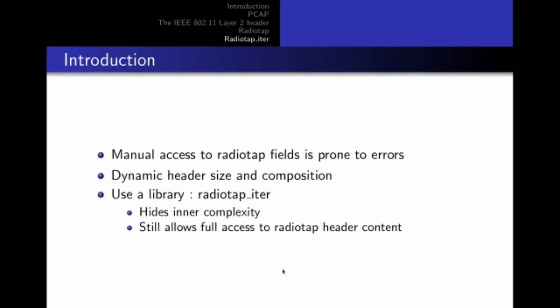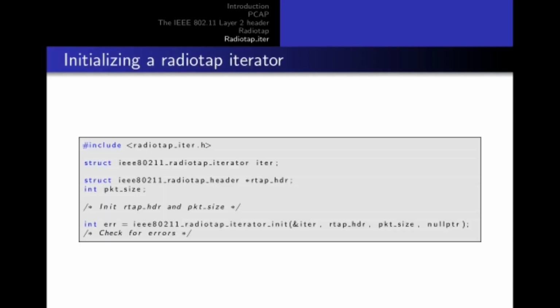So it's quite tedious and prone to errors to use manual access to Radiotap fields, because it's easy to forget some offset and so on, due to the dynamic header size and composition. So what can be useful is to use the library radiotap-iter, which hides the inner complexity while still allowing full access to the Radiotap header content through iterators.